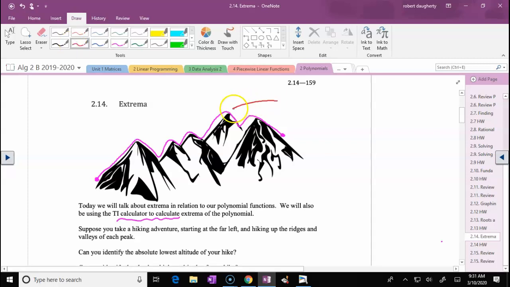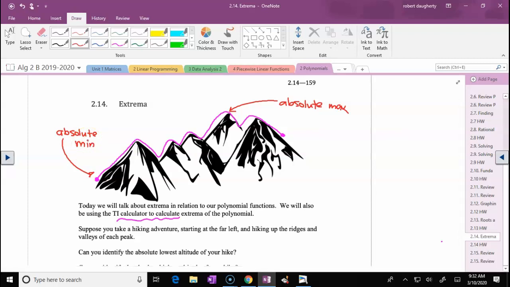So that would be my absolute maximum. Can you look at that purple line and say there was a point in time that I was at my lowest altitude of this entire trip? Yeah, you would look right here and you would say that this would be your absolute what? Yeah, your absolute minimum. So your absolute min.